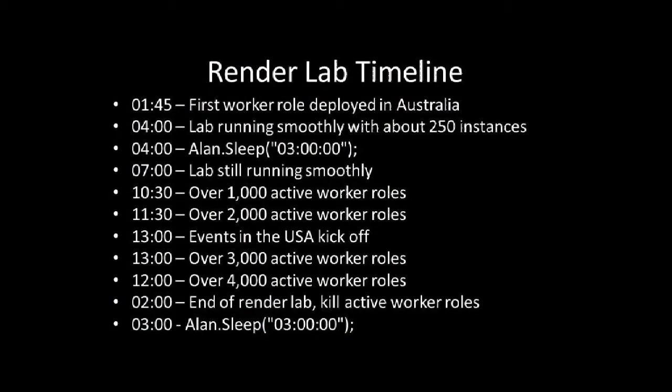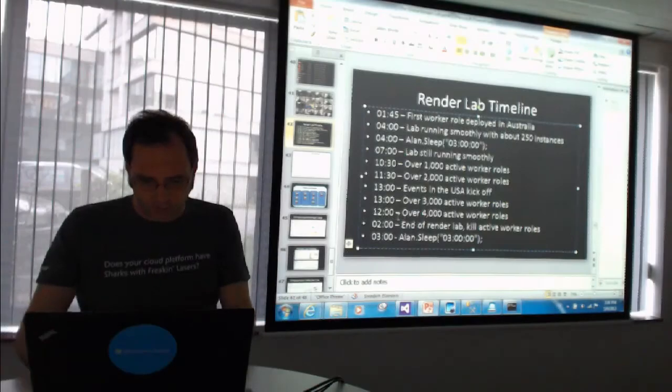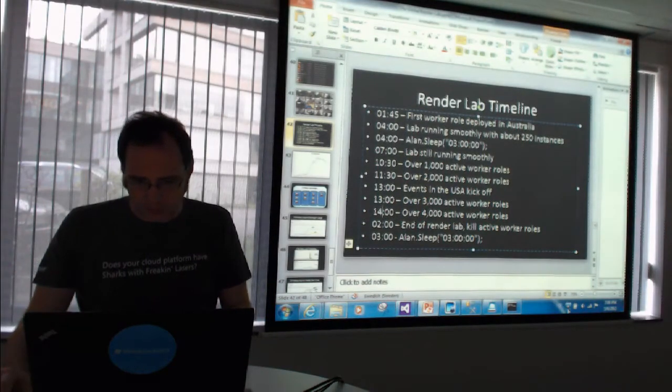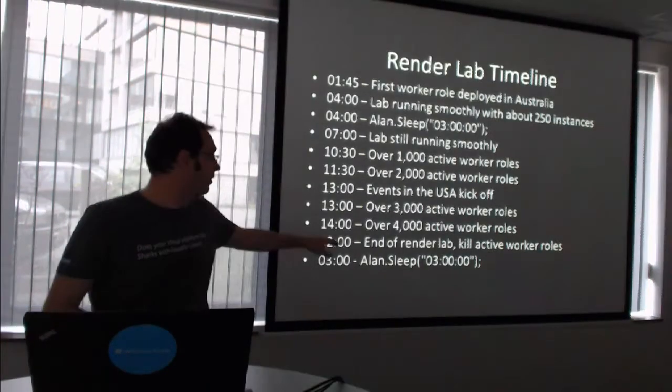I then went to sleep, and my daughter woke me up at 7 o'clock in the morning. First thing I did was check and saw that the lab was still running smoothly. Went in to start the event in Stockholm that was starting at 10 o'clock. By 10:30 we had 1,000 instances running, 11:30 2,000, by 1 o'clock it was 3,000. Oh, yeah, I got the time. That must have been 2 o'clock because it's UTC time in the time log that I was looking at. So that will be 1400 Swedish time. We were up to the 4,000 instances.